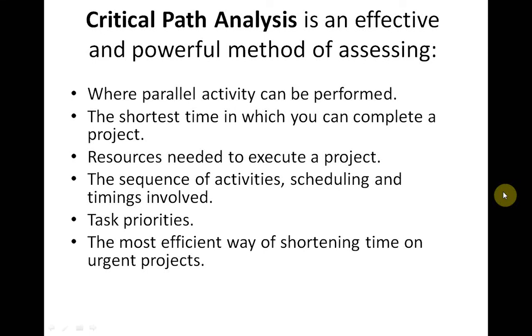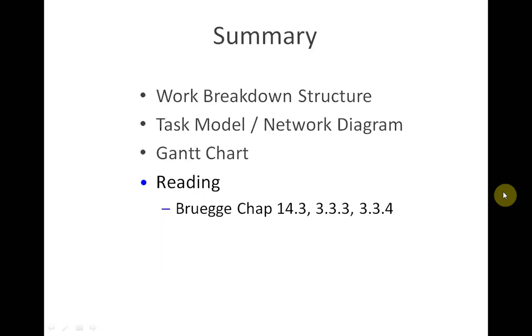We can use the critical path analysis to assess where parallel activity can be performed, and to assess the shortest time in which you can complete a project and the resources needed to execute a project. We can use the analysis to assess the sequence of activities, the scheduling and the timings involved, and to assess the task priorities, and to assess the most efficient way of shortening time on urgent projects. That's all. Thank you.